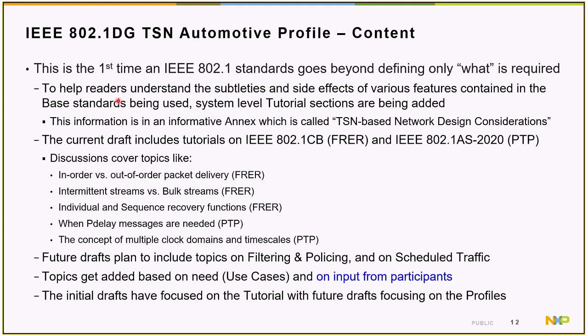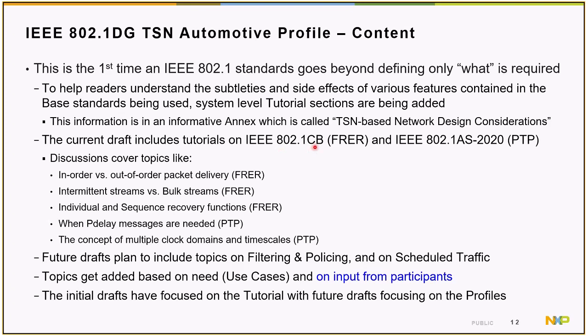But what's been focused on right now in the document, and there's been a lot of good review of this work, is to help readers understand the subtleties and side effects of various features, like, do I really need P delay in PTP? Do I need in-order packet delivery from CB? There's a lot of subtleties in the base standards being used. And so a system level tutorial section has been worked on and has been added. And this information is in an informative annex, which is called TSN based network design considerations.